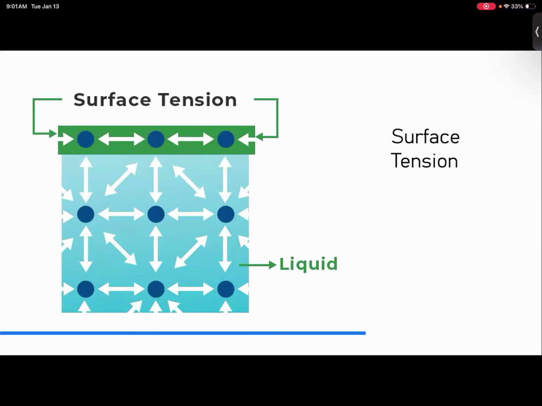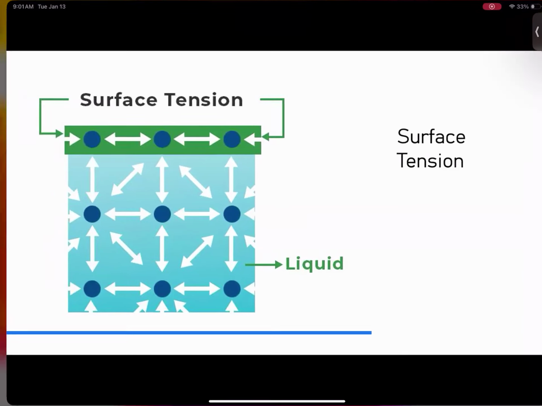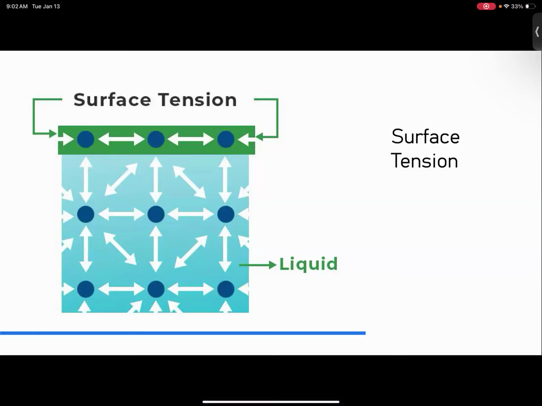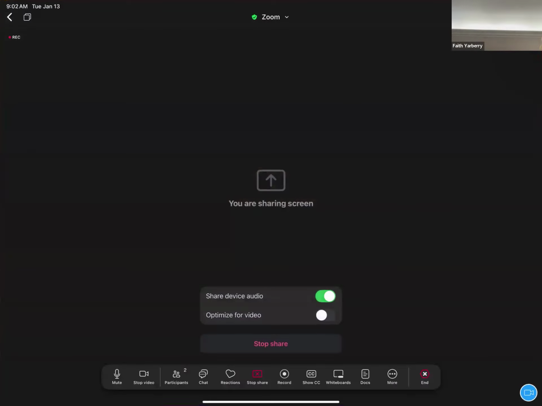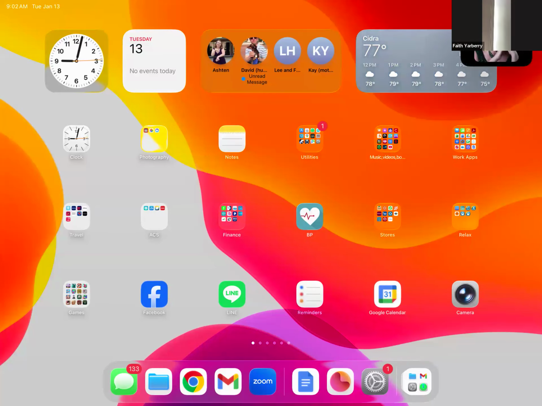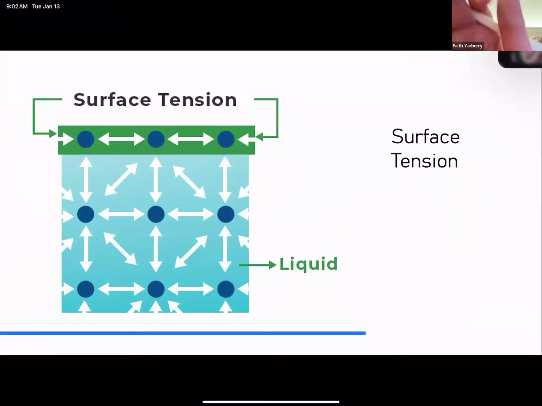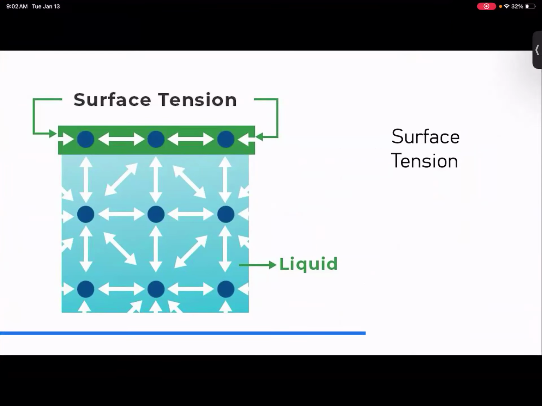Now, the second physical property we're going to talk about is surface tension. Surface tension is described by how tightly molecules are held together at the surface of a liquid.